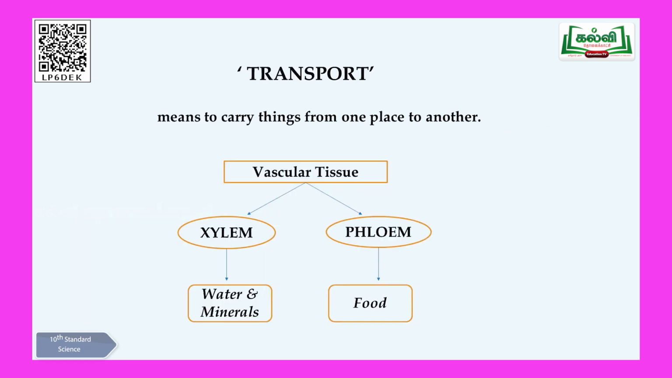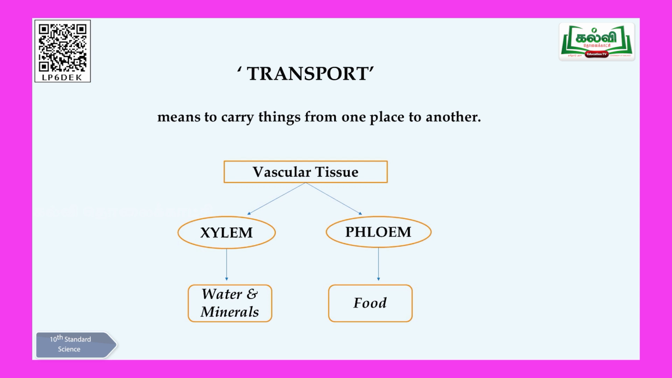Transport means to carry things from one place to another. As I mentioned earlier, transportation is done by two important tissues called vascular tissues, xylem and phloem. Xylem transmits water and mineral ions, and phloem transmits food material.